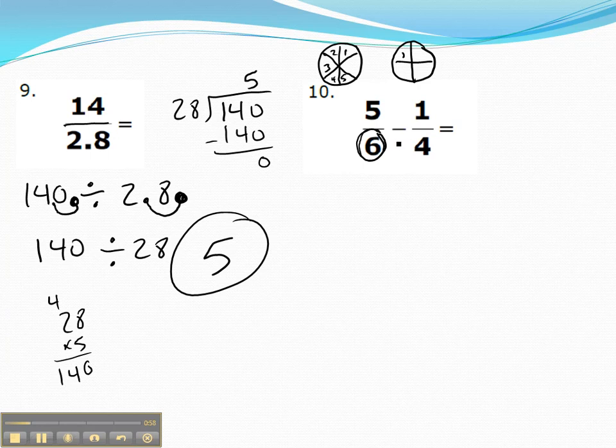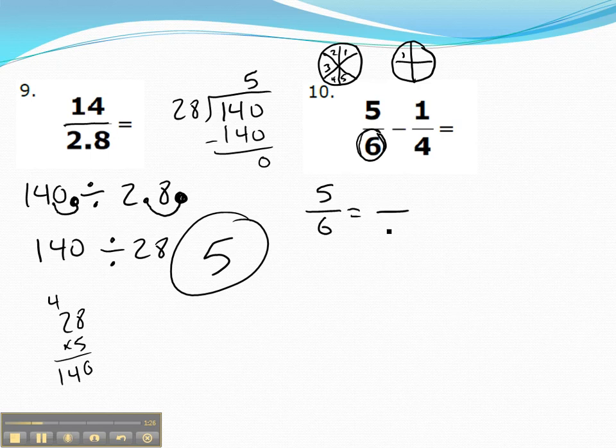So the denominator tells you the size of the pieces. The numerator tells you how many you have. I have 5 pieces that are 1/6 large, and I want to subtract 1 piece that's 1/4 large, and I can't do that. So I need to find a common denominator and find the least common multiple of 6 and 4. So think of multiples of 6. 6 times 2 is 12, and that is also a multiple of 4. So I need to change these into 12ths.